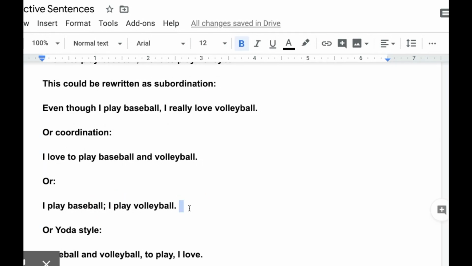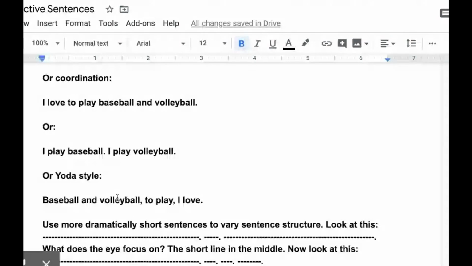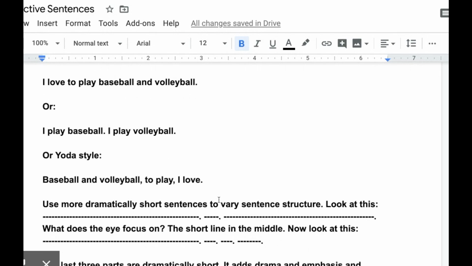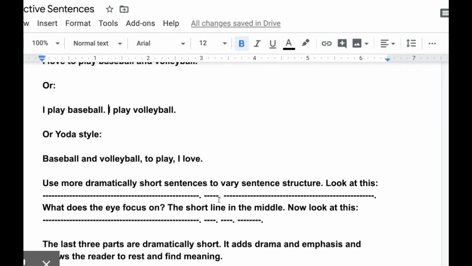right, the semicolon. But I don't like the semicolon there as much. I like a semicolon when this part adds emphasis or adds more additional to this, I play baseball, and then you're talking more about baseball, right? But because you're coming to another idea, I wouldn't use a semicolon. Or you can do Yoda style, baseball and volleyball to play I love. That's just weird, and it usually only works with Yoda, right? All right, let's take a look at dramatically short sentences, get back to this.